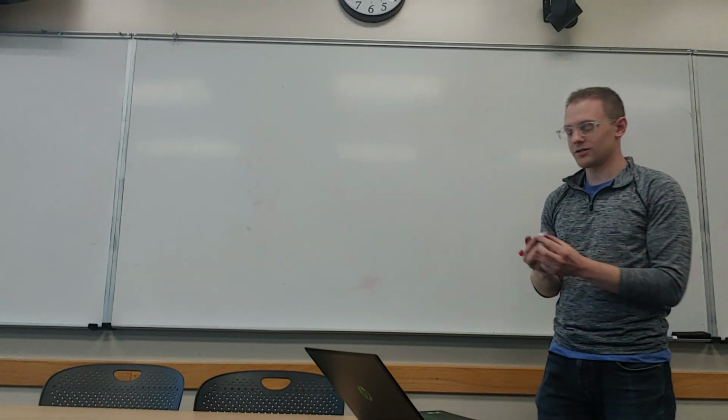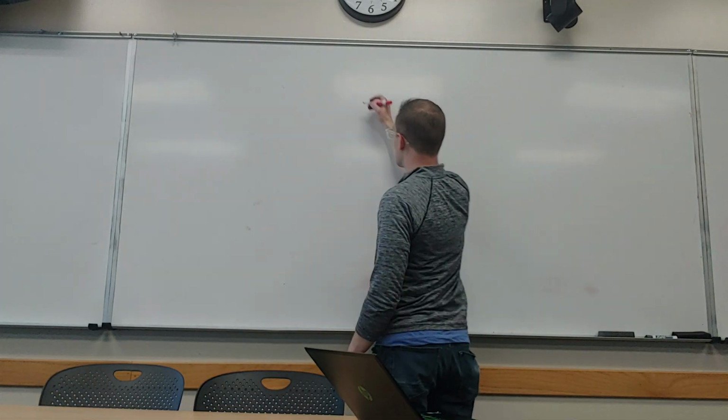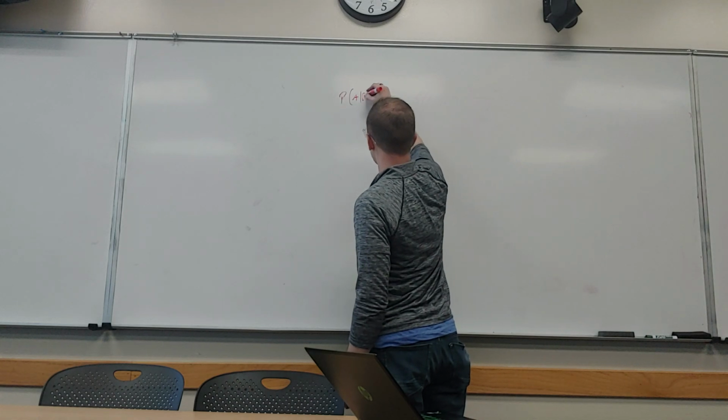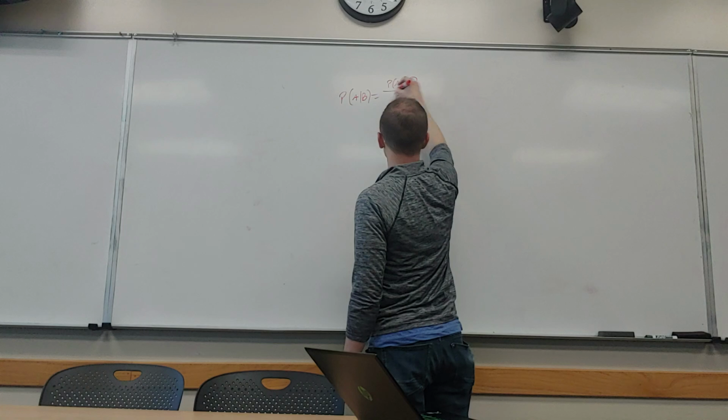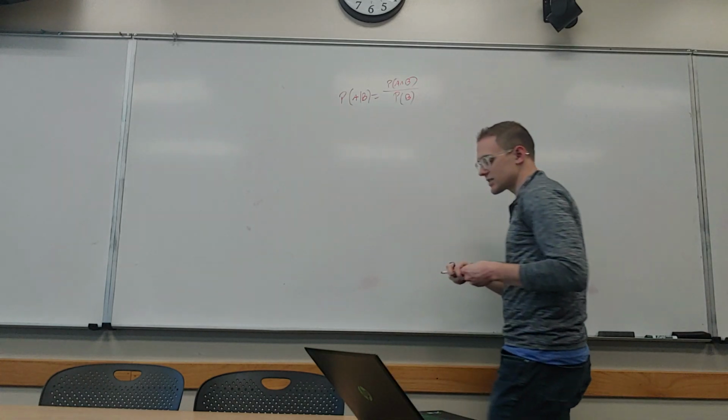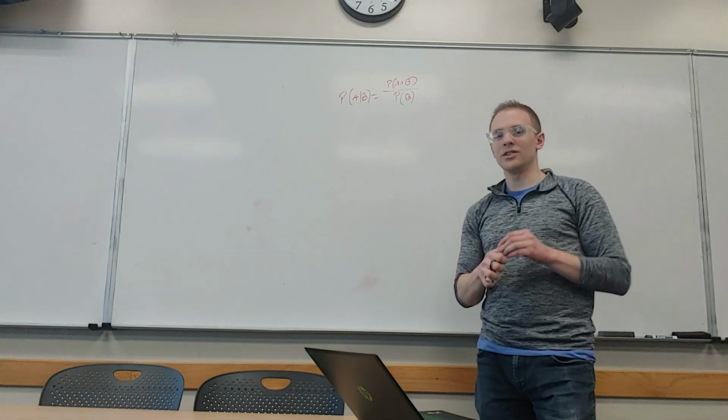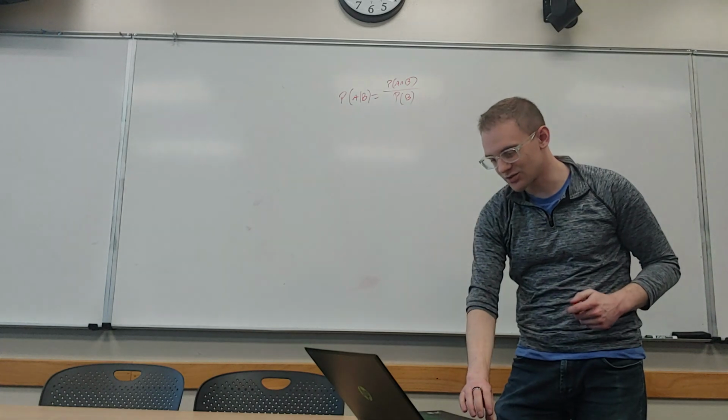So the first thing that we start off with is Bayes' rule, which we all know and love, which is that the probability of A given B equals the probability of A intersect B over the probability of B. And you use this so many times in the class. The class is really just about Bayes' rule and using it in a bunch of different situations.